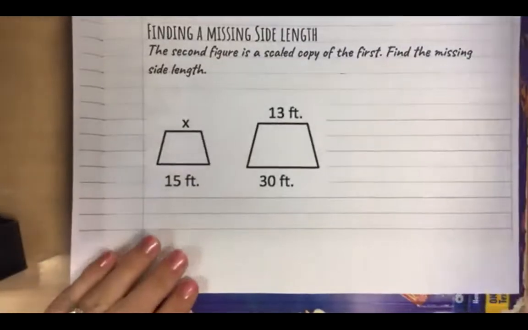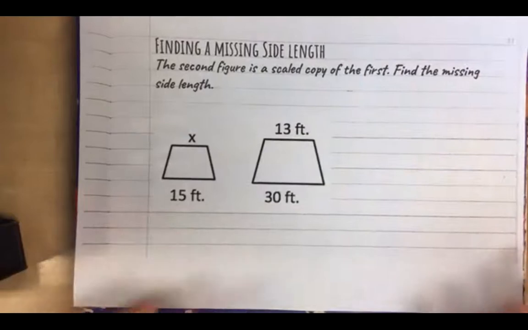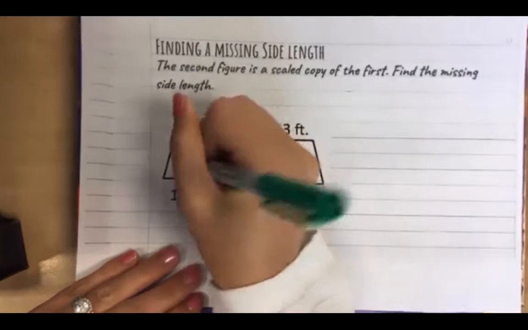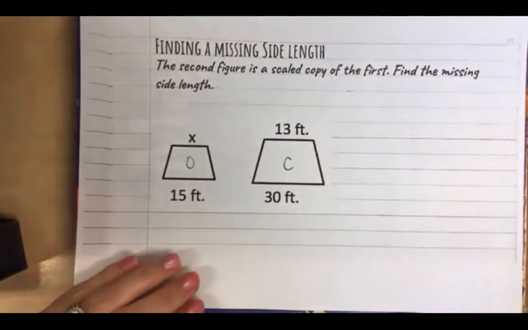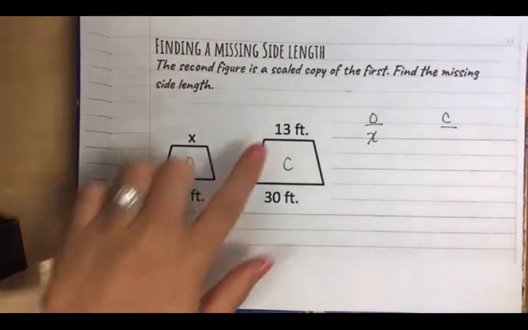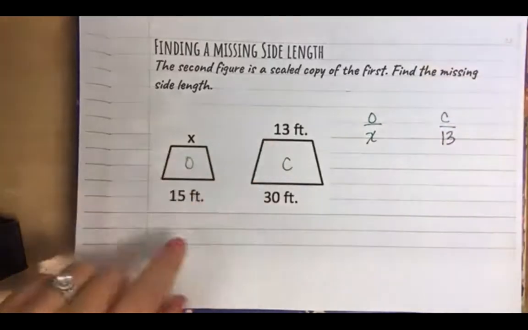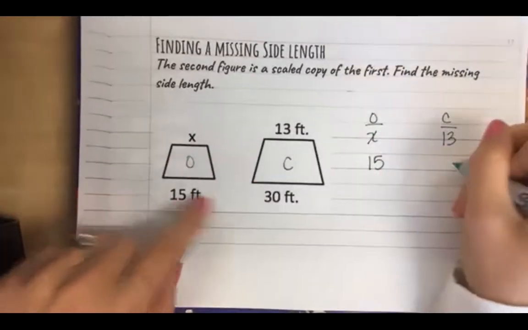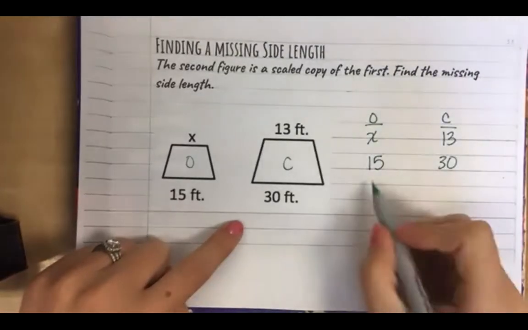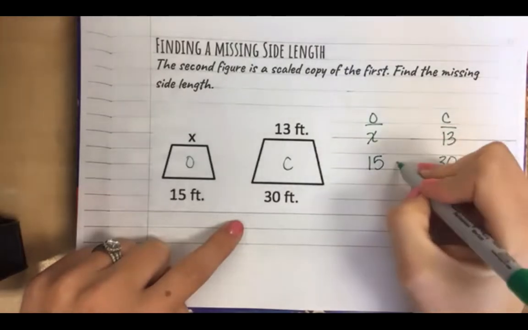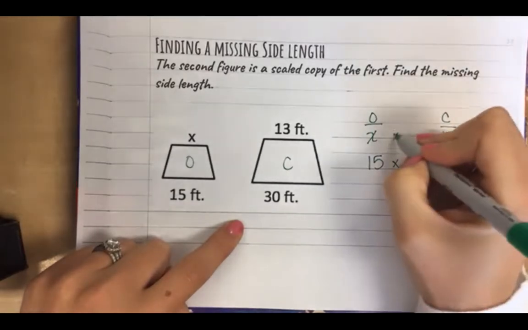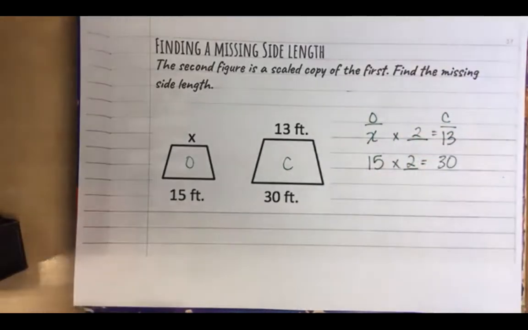Okay. Last one. The second figure is a scaled copy of the first, and now we're going to find the missing side on the original. So I'm going to name this the original and the copy. The original is X. The copy corresponding part is 13. Original is 15. Corresponding is 30. Now let's figure out our scale factor. We can use this set of corresponding parts. 15 times what number is 30? 2. So then some number times 2 equals 13.